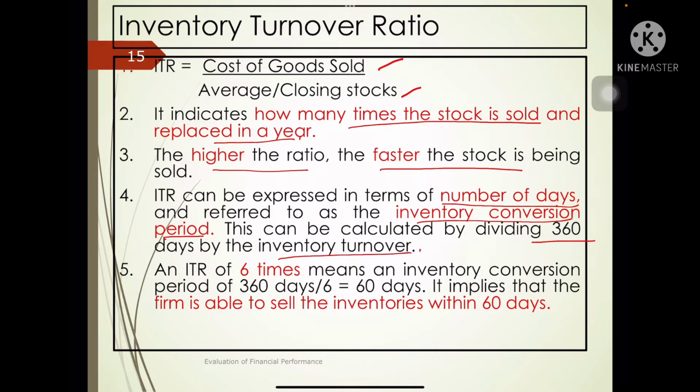For example, here inventory turnover shows 6 times. So it means that in 1 year the stock is replaced 6 times. So the inventory conversion period is 360 days divided by 6. So it means every 60 days. So 6 times in a year means that every 60 days, or every 2 months, the stock has been replenished.